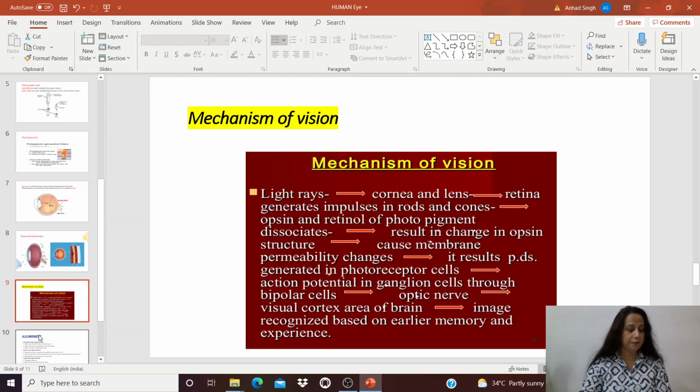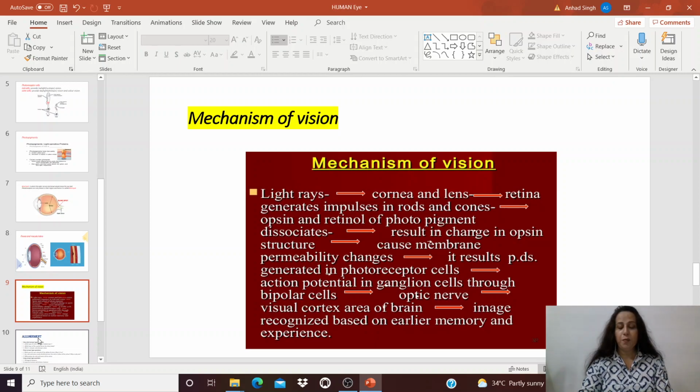Mechanism of vision. Light rays in visible wavelength are focused on the retina through the cornea and lens and generate potential in the rods and cones. The photopigments in the human eye are composed of opsin, a protein, and retinal, an aldehyde of vitamin A. Light induces dissociation of retinal from opsin, resulting in changes in the structure of opsin. This causes membrane permeability changes.